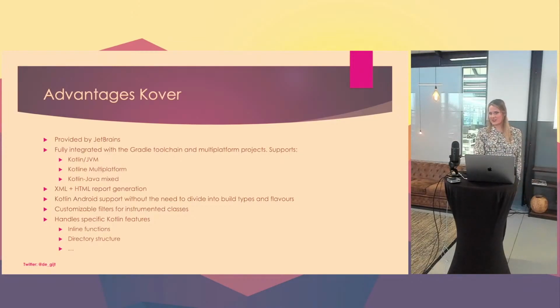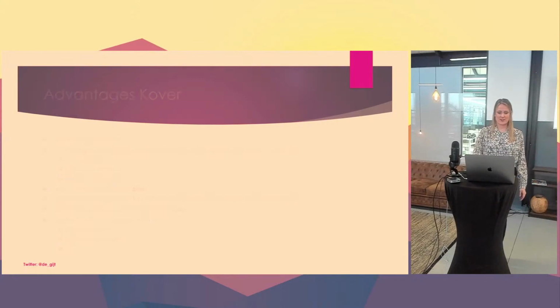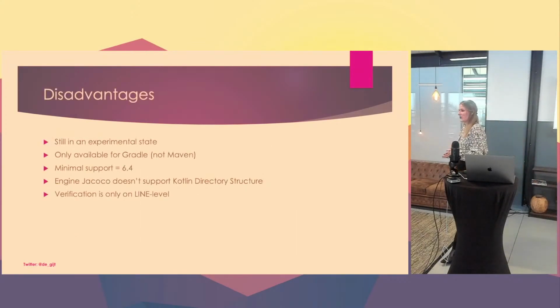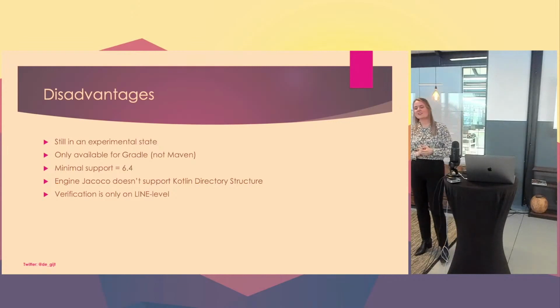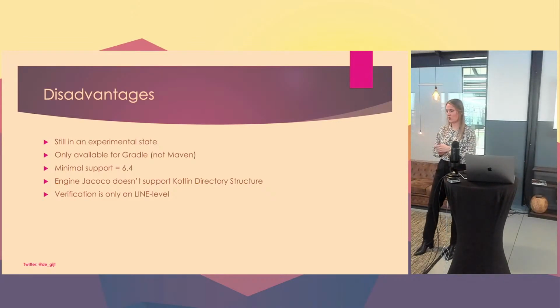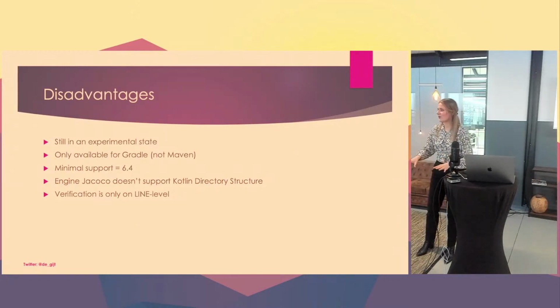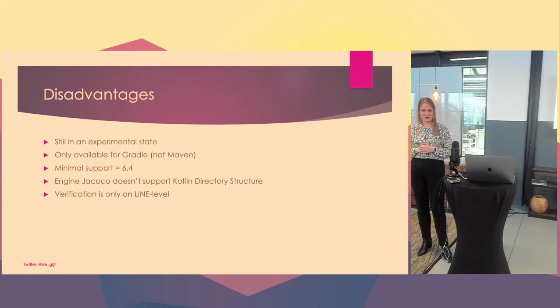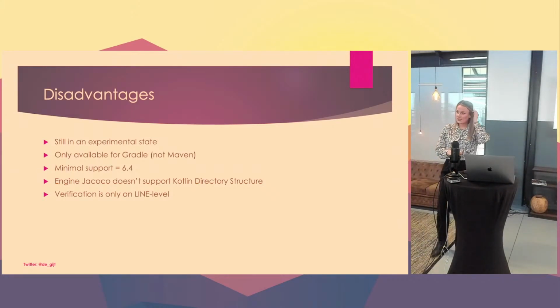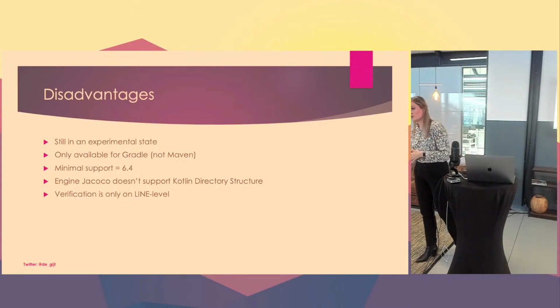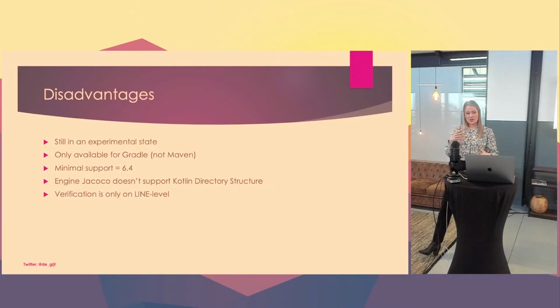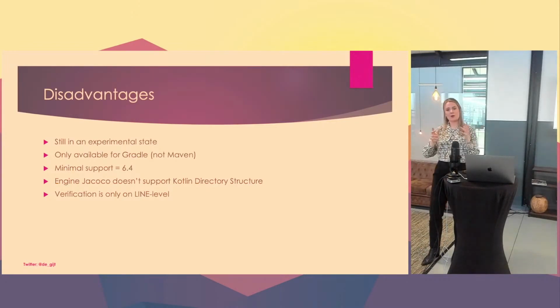So now that I pitched this perfect picture, do we have any disadvantages? Unfortunately, we have. It is quite in an experimental stage. It was released with Kotlin 1.6, which was the end of last year, so it's very much in a childhood phase still, with some childhood diseases as well. You can only use it with Gradle from 6.4 on. And Kover is built upon the Jacoco or the IntelliJ code coverage agents.